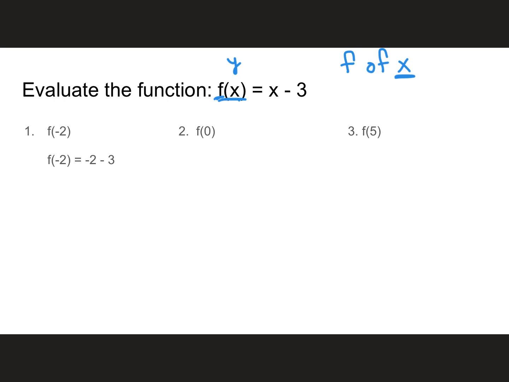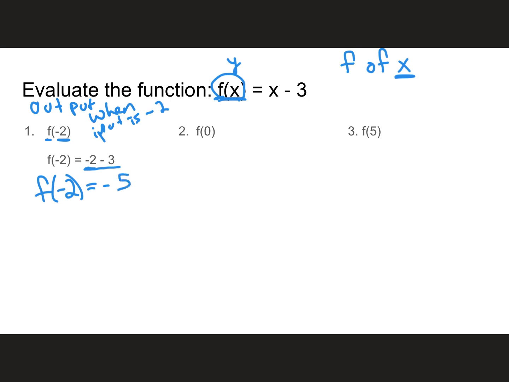So in this case, when we're asked to find out what the f of negative 2 is, remember f of x is our output. So this is asking what is the output when our input is negative 2. Okay, so all we do is we're going to end up replacing our x with the negative 2. So f of negative 2 equals negative 2 minus 3, which is negative 5.